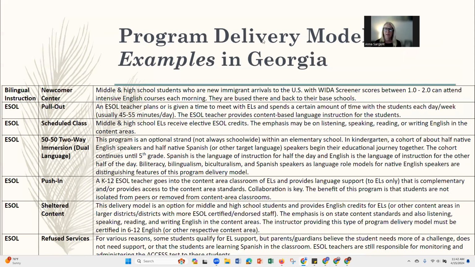Here's a slide that gives you the definitions of each of those models for you to read about. Once again, if you're in a school setting, make that connection between what you see here and what you see in that setting. See if you can figure out which of these delivery models are reflected in your current situation.